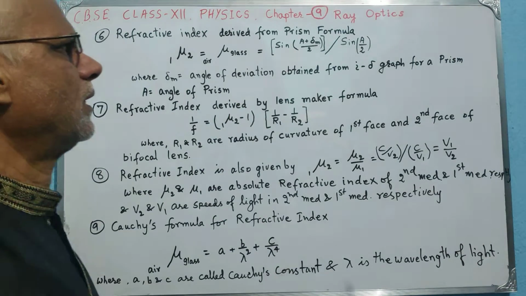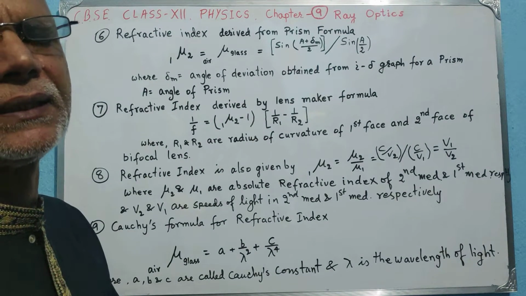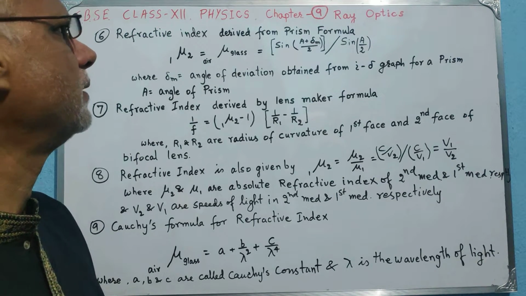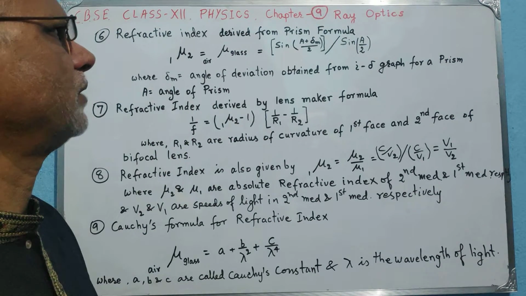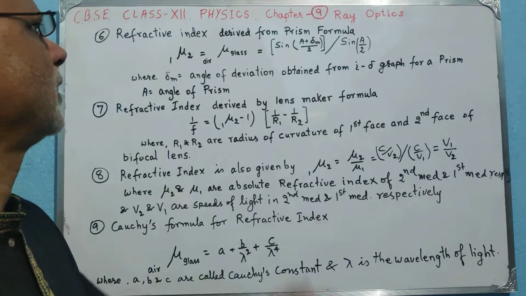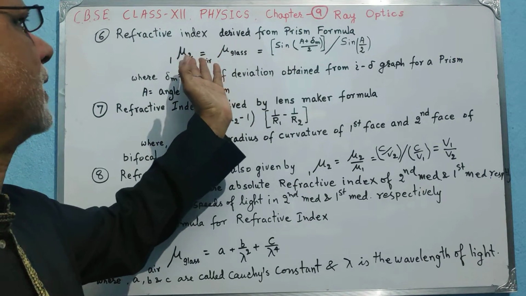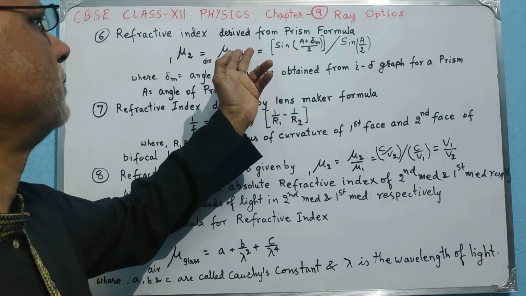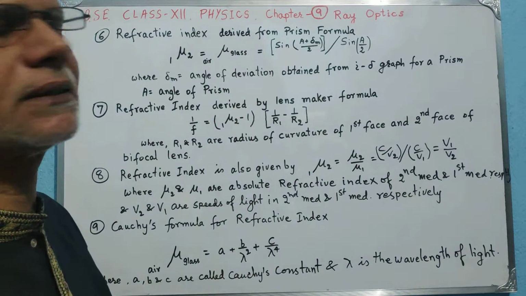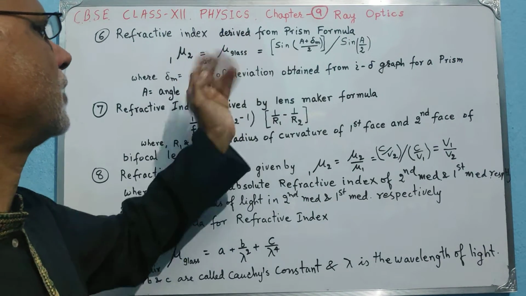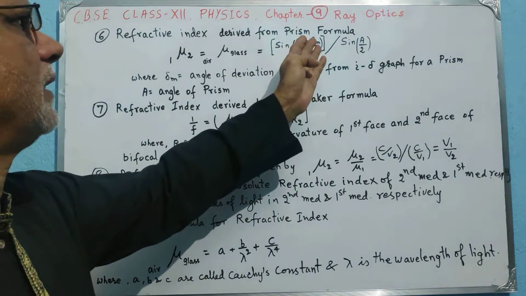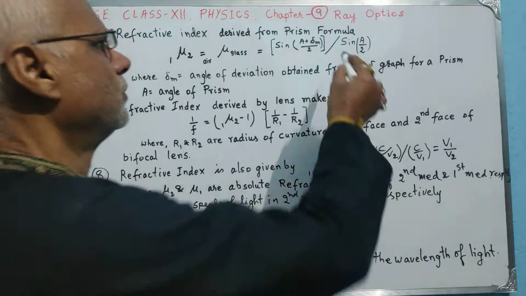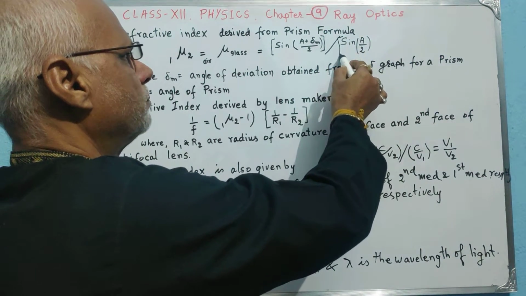Here you see this formula we derive from prism, and that we shall be doing later in this chapter, but for the time being we are just mentioning the formula which we will get later. It is the ratio of refractive index of second medium, in fact the medium of prism material. If it is made of glass, we have the refractive index of glass with respect to air given by sine of (A plus delta m) by 2 divided by sine A by 2. What is A? A is the prism angle.